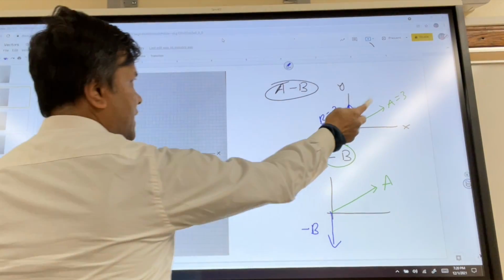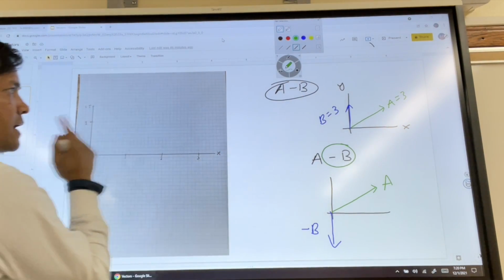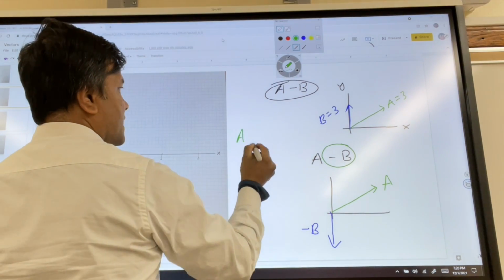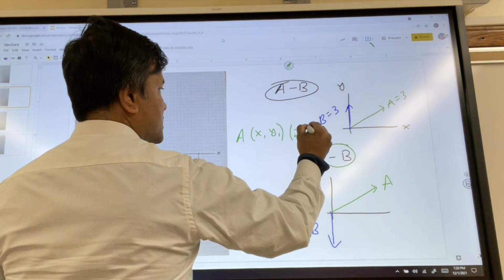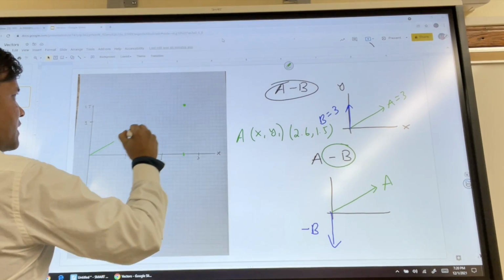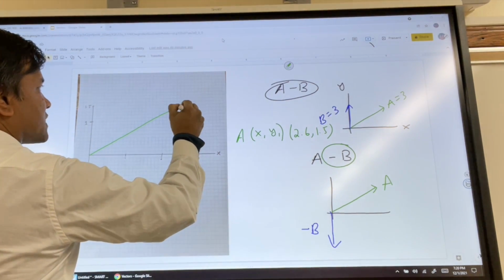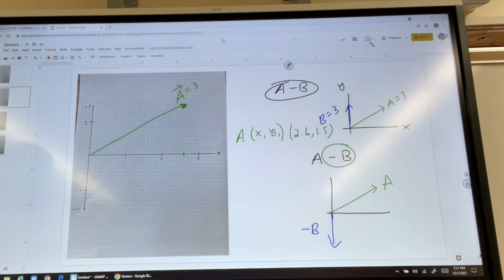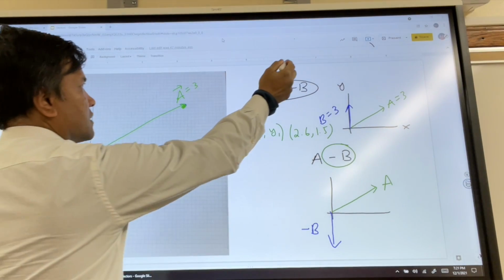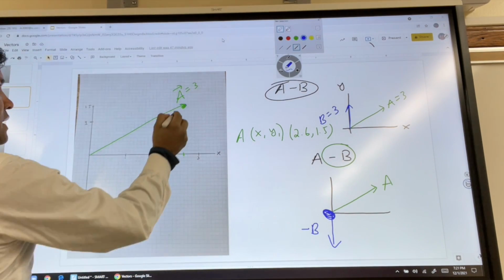So now let's draw the a first. Here we're going to draw it to scale. Let's see what is a. A is x1, y1, and that is 2.6 comma 1.5. My vector a. I don't know why this is blue. This has to be green. This is my vector a, which is 3, of course. All right, now I'm going to use the head and tail, and I'm going to take the tail of the vector b and place it at the head of vector a.